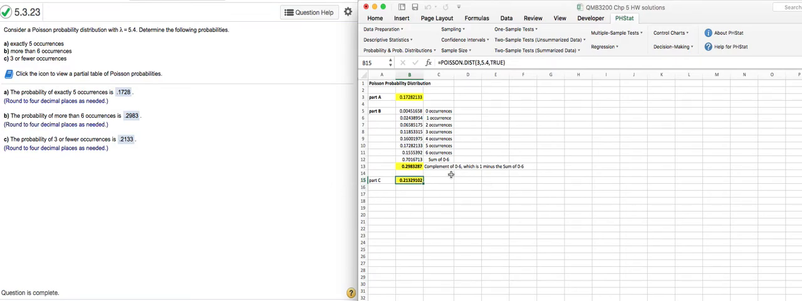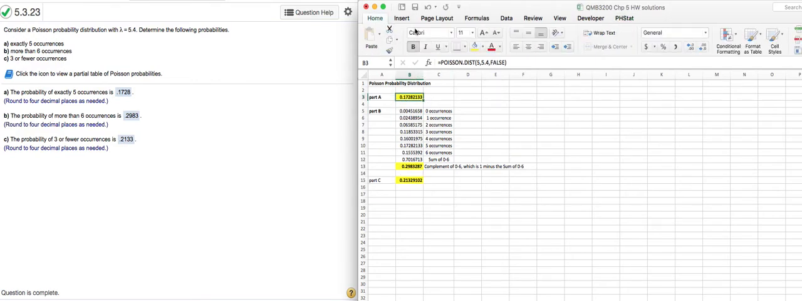So this is problem 5.3.23. And same thing, we can calculate this all out via Excel with our functions very easily. And you can see that we've got our Poisson function here. For X, we've got our 5 occurrences. We've got our probability distribution with the Poisson figure or mean of 5.4. So the mean's 5.4. And it's not cumulative in part A because we're looking for exactly 5 occurrences.